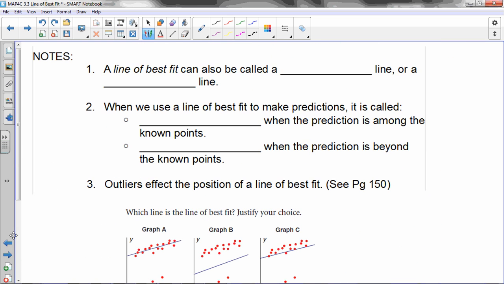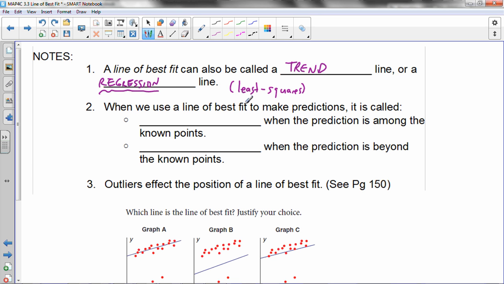A few little points to end our lesson here. A line of best fit can also be called a trend line or a regression line. A fancier sort of university name for it, I might let that slip, or it might be in a textbook that you see, is least squares line. And these all mean the same thing: trend line, line of best fit, regression line. We'll see what regression is. That's a fancy math word too. We'll see what that means later.